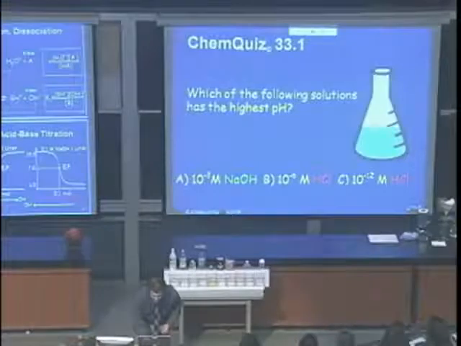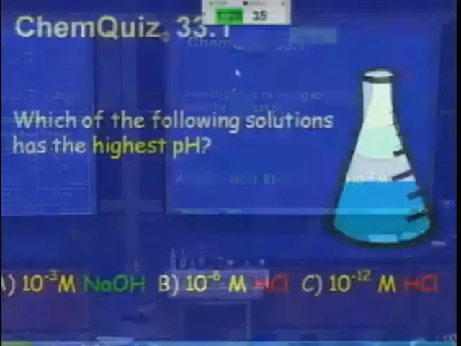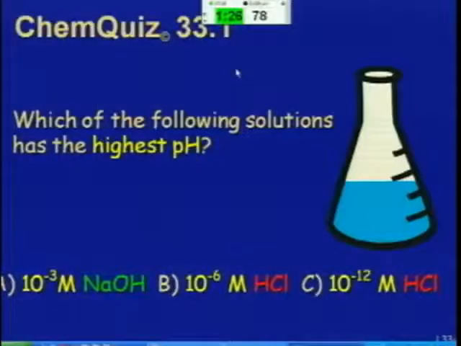So which of these is going to have the highest pH? What does it mean to have a high pH? The higher the pH, the more basic it is, right? High pH means low H3O plus concentration. Low pH, you're going to have a high H3O plus concentration. So let's see what we got here.